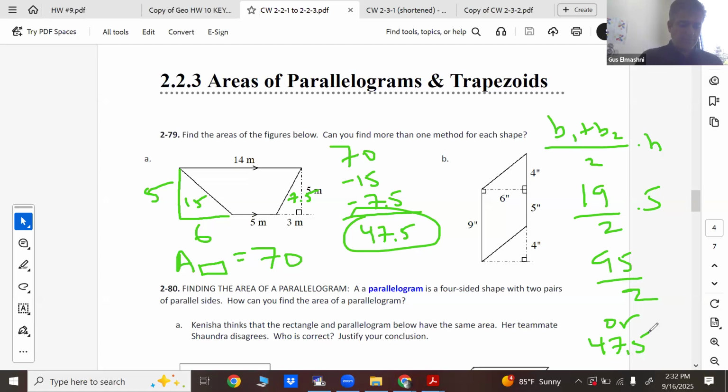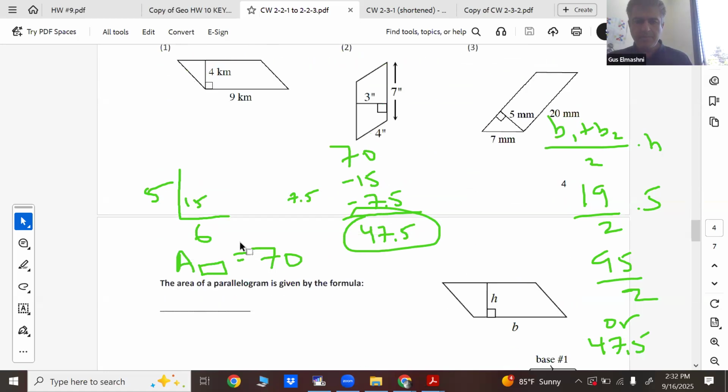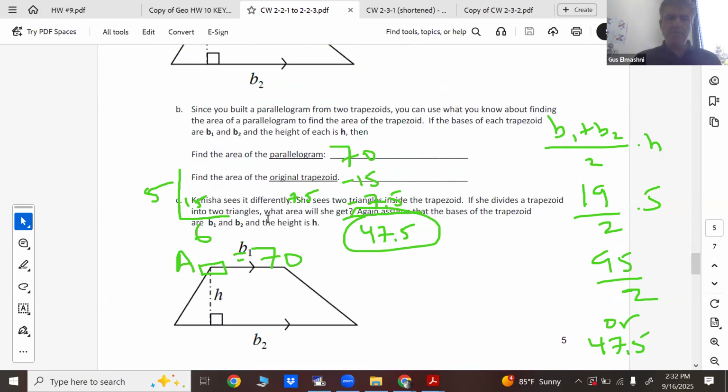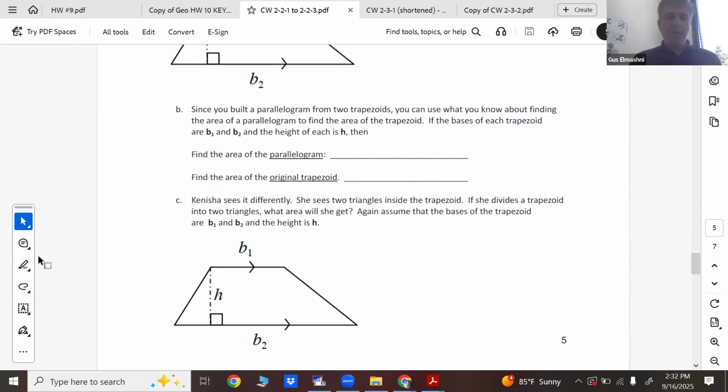Okay, next one. Her area of her rectangle is... Just so you know, for a parallelogram again, the area is BH. And for a trapezoid, it's B1 plus B2, 1/2 times H. Just so you know.